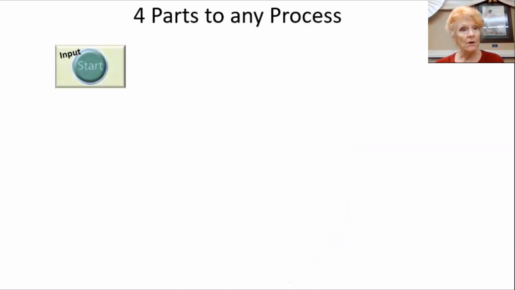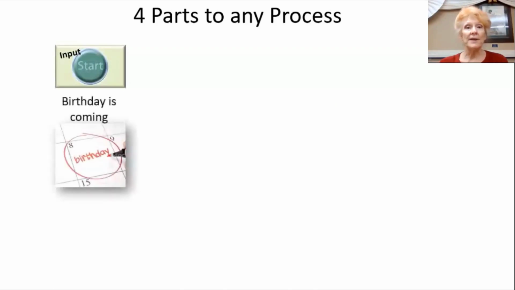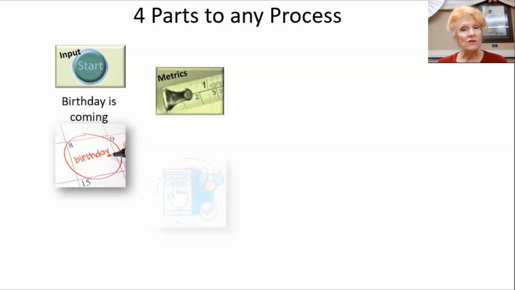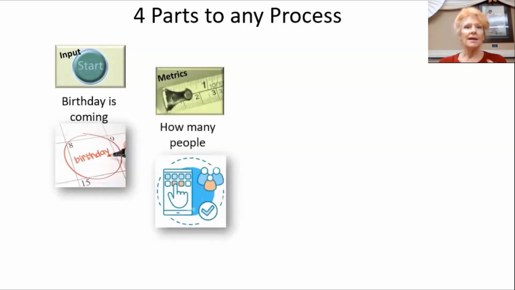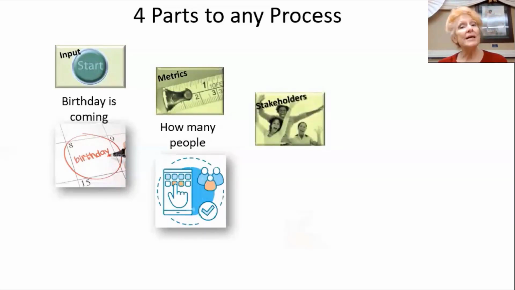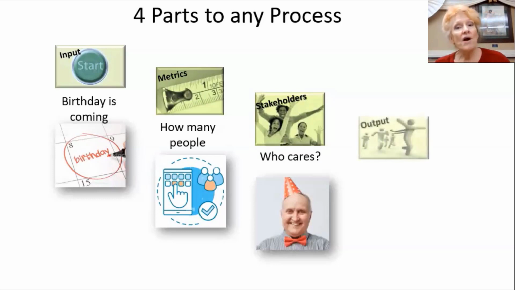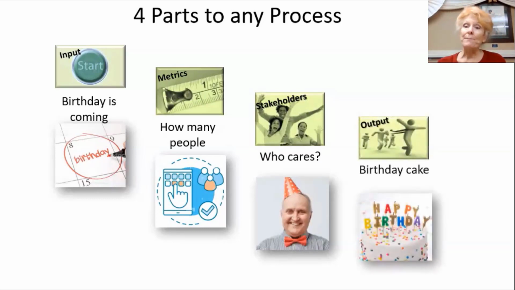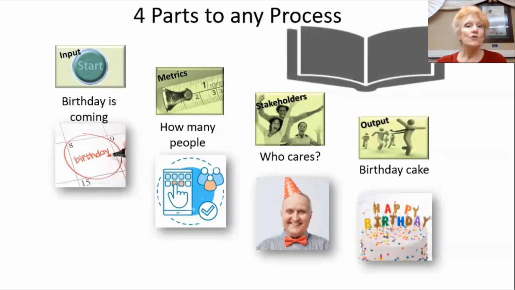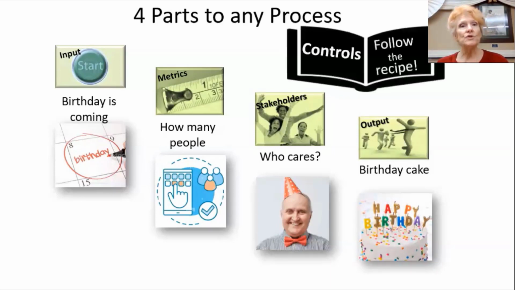Part 1 is input, or the trigger to cause you to do something, like someone's birthday is coming. Part 2 are the metrics or measurement to know the status quo, like how many people do we need to build a cake for? Part 3 is understanding the stakeholders who care about the process or results, like what is the birthday boy's favorite cake? Part 4 is the output, or what will happen as a result of the process, the perfect cake for the event. Throughout any process, use controls to ensure the recipe is followed so you can count on the results.